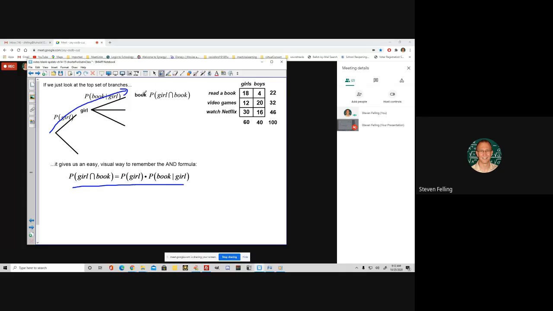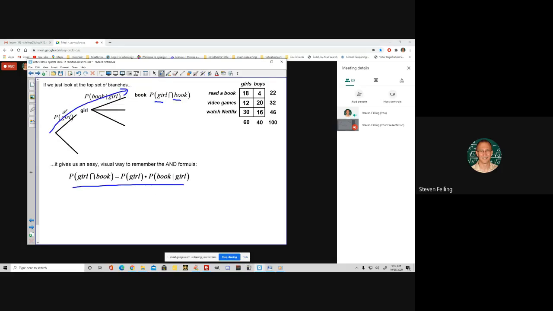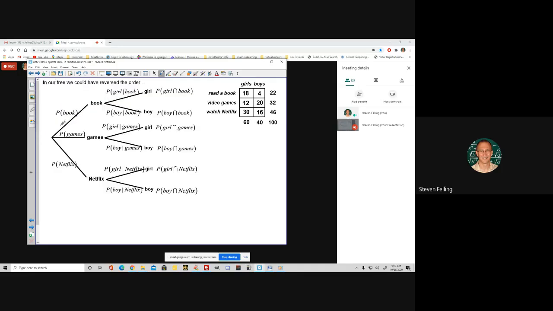So if you say, all right, we want to get out here, then first you pick one of these things, probability of girl, and then the second one is the probability of the other one given that the girl happened. Book given girl in this case, right? So in our tree we could have reversed this, right? There's no particular reason we had to start with the event girl. We could have started with the event books, games, and Netflix, and then the second part of the tree would have been reversed. Then this line here would be the probability of girl given book and boy given book, girl given games, boy given games.